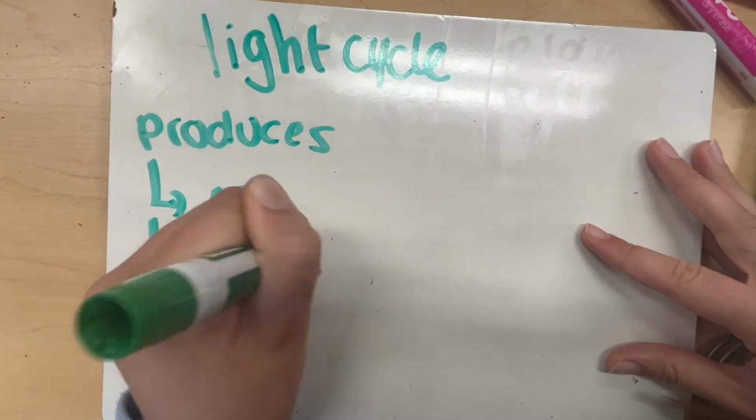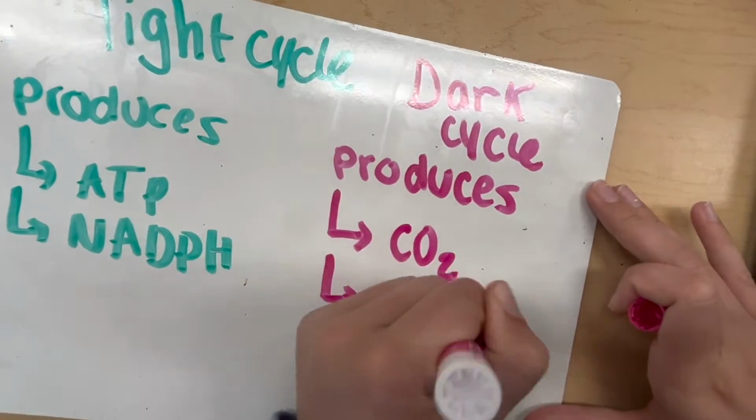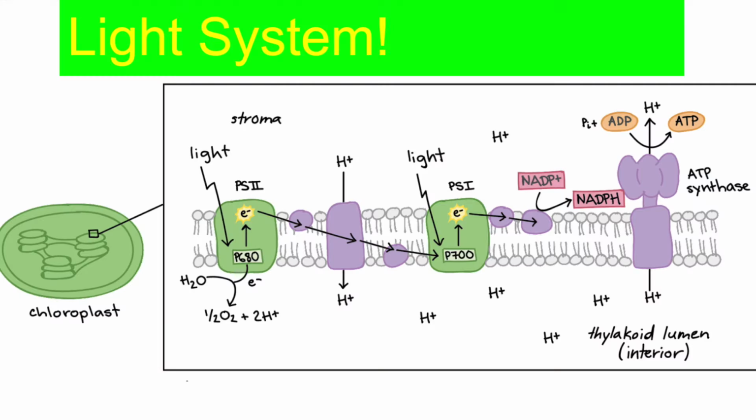The light cycle is a very important part of photosynthesis as it creates ATP and NADPH. These products are used to carry out the dark cycle. There are four important stages or parts of the light cycle, which includes photosystem 2, the electron transport chain, photosystem 1, and ATP synthase. This system is embedded in the membrane of the thylakoid.